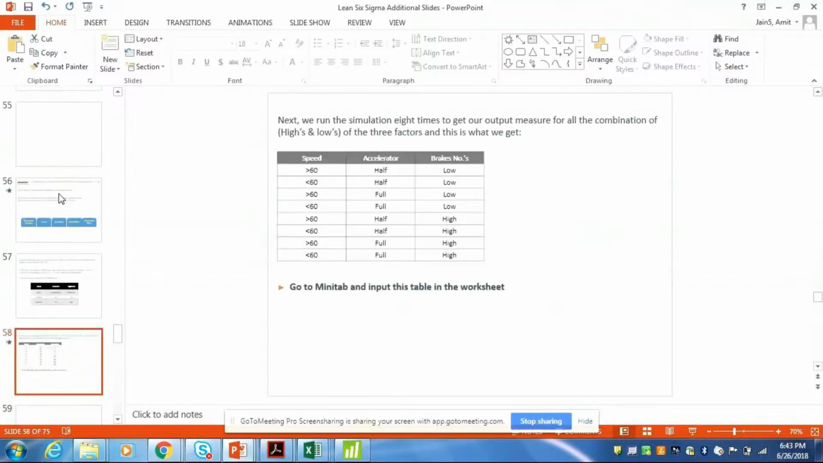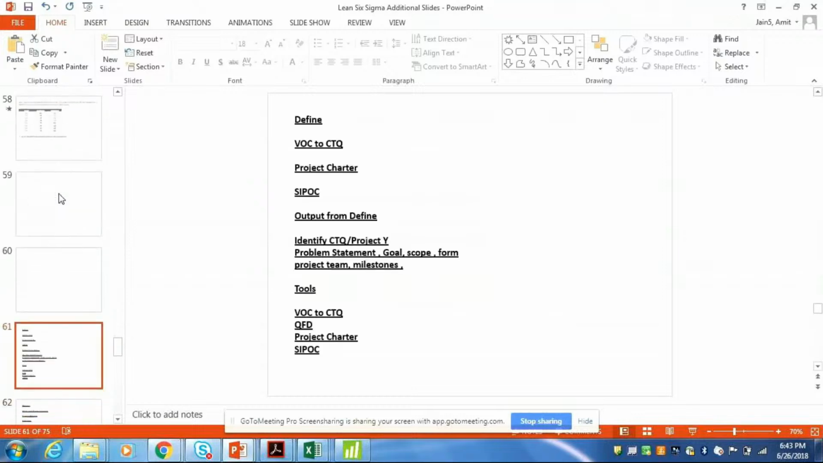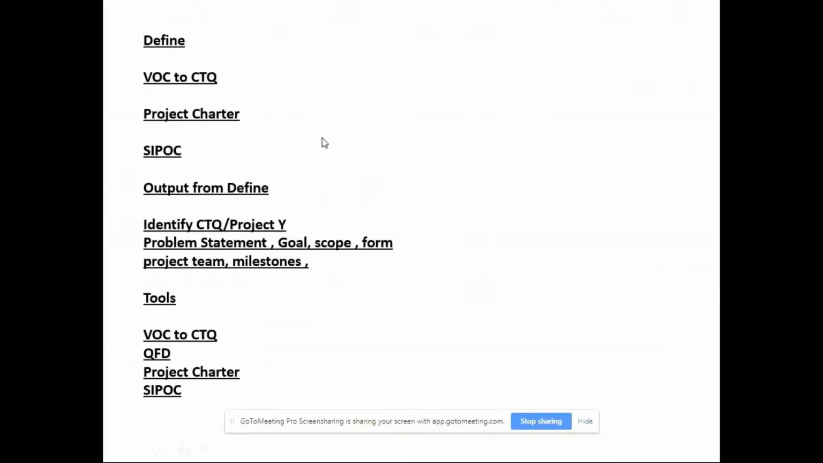So let's see what has happened up till now in the DMAIC cycle. What have we done? So we know that Six Sigma is all about project by project approach, right? So you initiate a project by taking the VOC from the customer and convert that VOC into CTQ, prepare the project charter, get the approval on that project charter, and then put together the SIPOC.